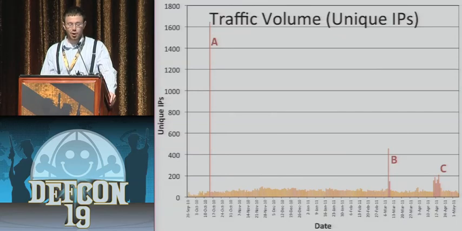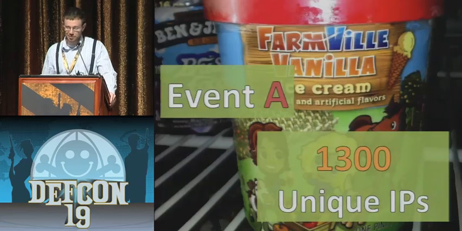So, what caused event A that affected more than 1,600 unique IPs on the internet? That critical application happens to be Farmville. Yes, I'm serious.